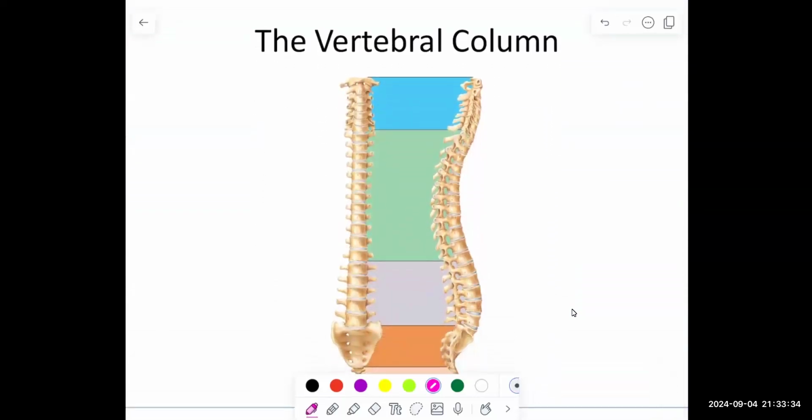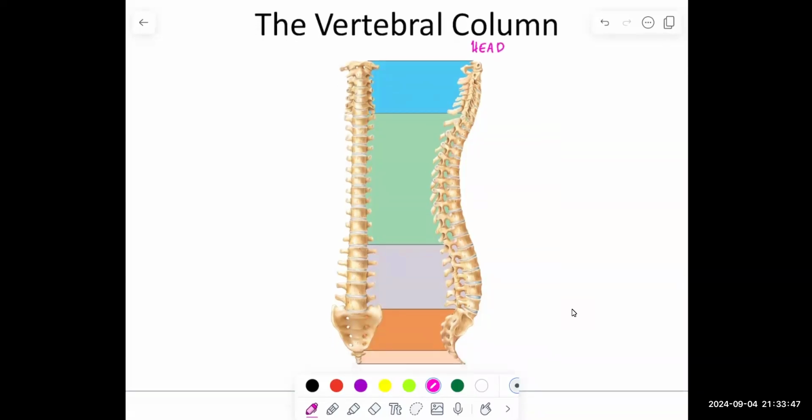The vertebral column, pretty much all vertebrae. This is where the head is, and it just goes down. So these are your neck bones. What do we call the neck bones? Cervical. Is that right? Cervical? Yes. Can never remember how that one is spelled.